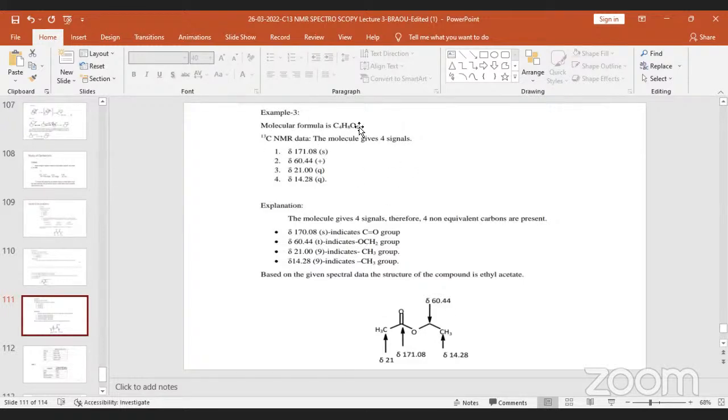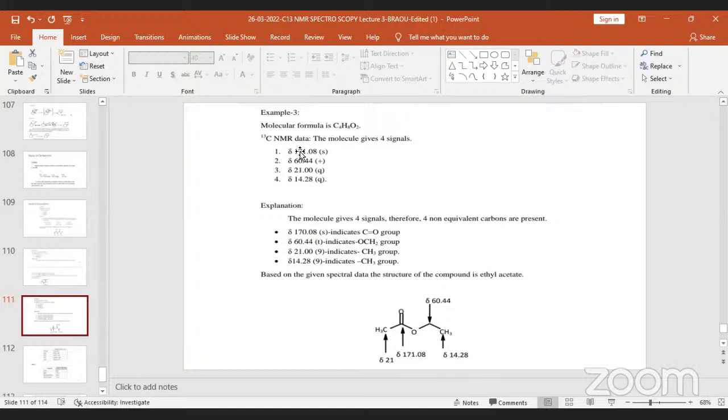Molecular formula is C4H8O2. It is giving a singlet at 171.08, that means an ester carbonyl must be present, and a signal at 60.44, that means a carbon is attached to oxygen, and 2 quartets are there. 2 quartets means 2 CH3 groups are there. So 170 is C=O, and this indicates OCH2. 2 quartets means 2 CH3s. Just combine them, you will get ethyl acetate.